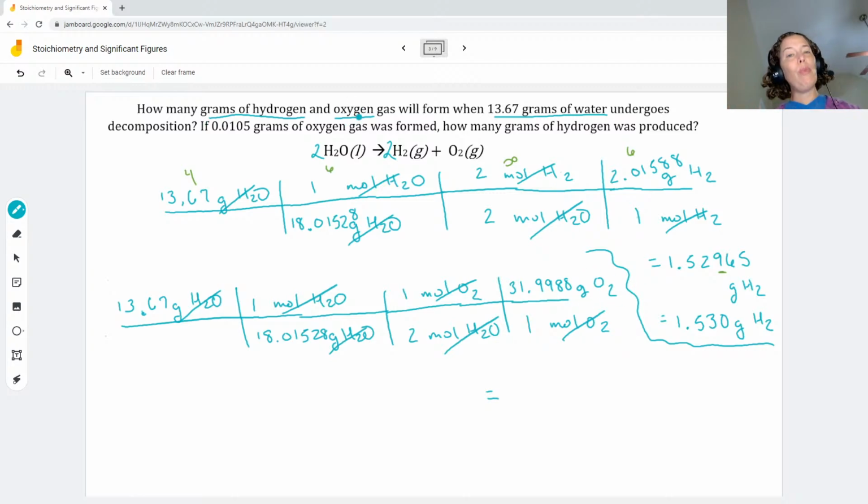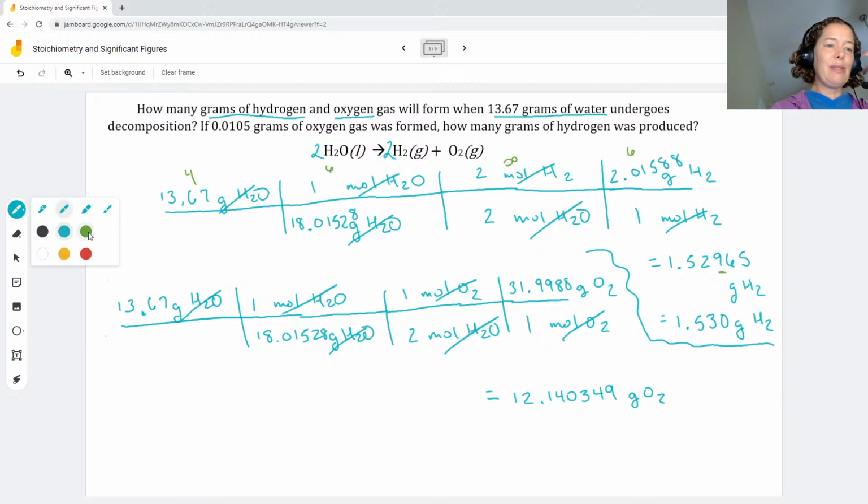So now I'm going to put it in my calculator and run through this calculation. Again, my calculator is going to give me so many decimal places, and they are not all significant. So let's talk sig figs. Okay, so my starting number again has 4 sig figs. My molar mass of water, just like before, has 6.